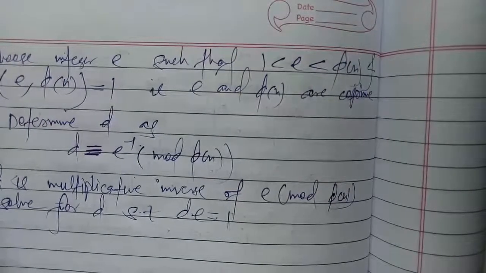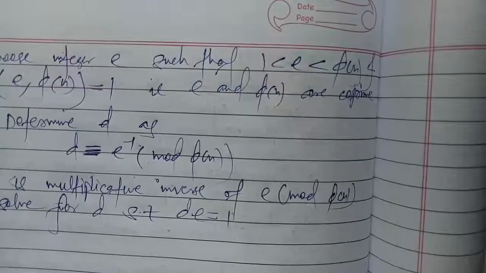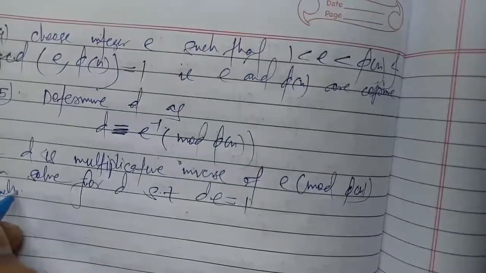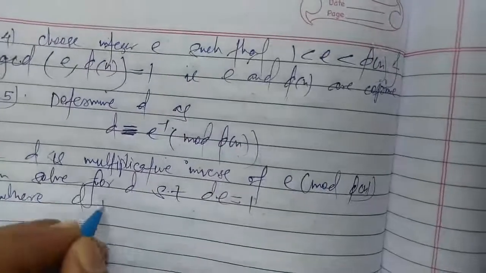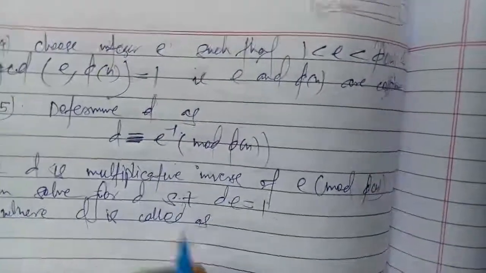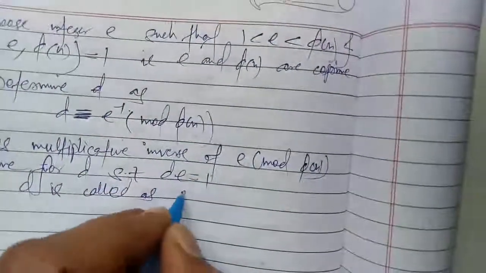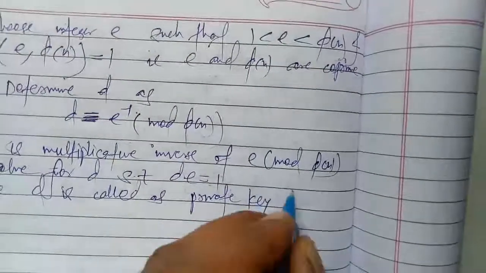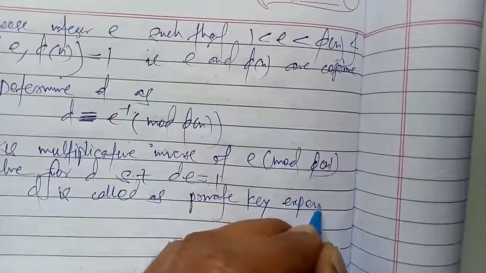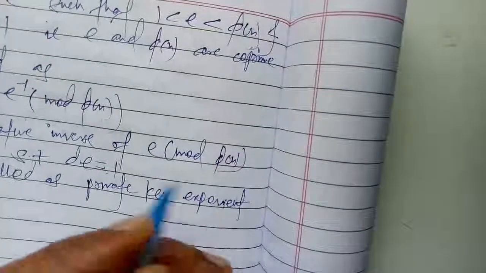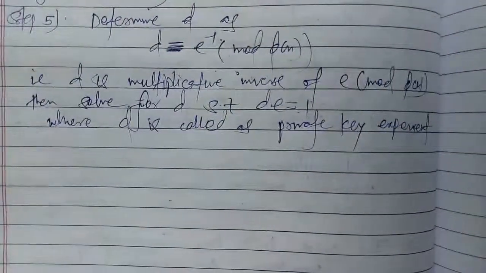And here small d is called the private key exponent, right?